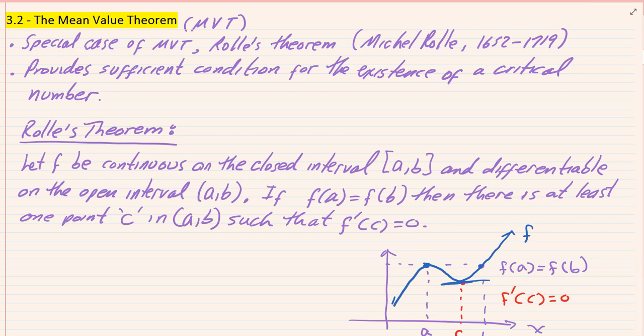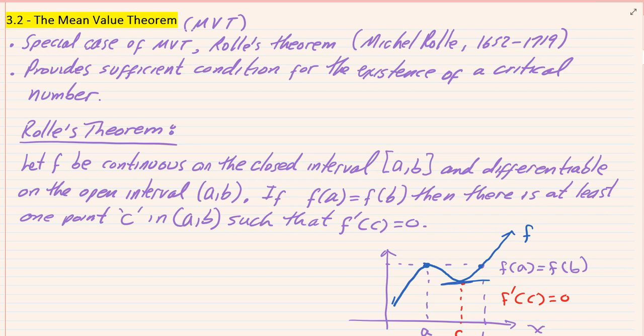3.2, we're going to talk about the mean value theorem. Now, the motivation for this section is that when we try to find critical numbers of a function, those critical numbers can be very difficult to find, and also there's no guarantee that they will even exist. So what these next two theorems do is try to facilitate the existence of such critical numbers.